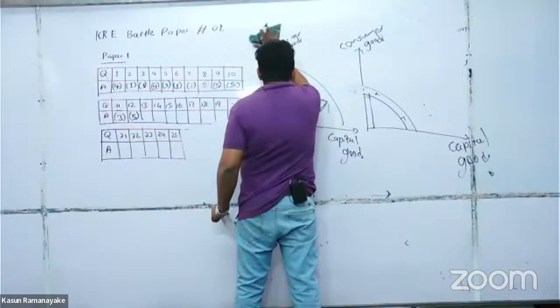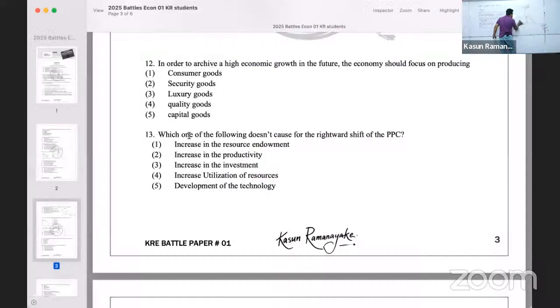Question number 13 now. Which one of the following doesn't cause the rightward shift of the PPC? We will look at it. What doesn't cause the rightward shift of the PPC? For a rightward shift to happen, production possibility has to be increased.